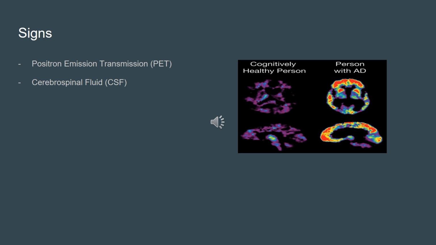Signs. Some signs that doctors can check for is by assessing the beta amyloid protein and neurofibrillary tangles presence in the brain through positron emission tomography, as well as levels present in the cerebrospinal fluid.